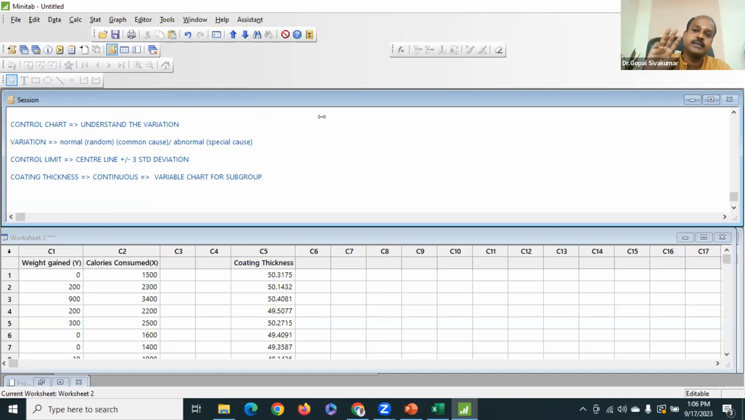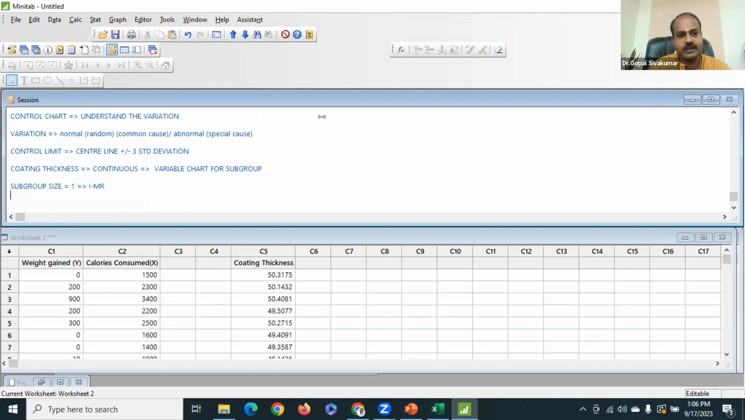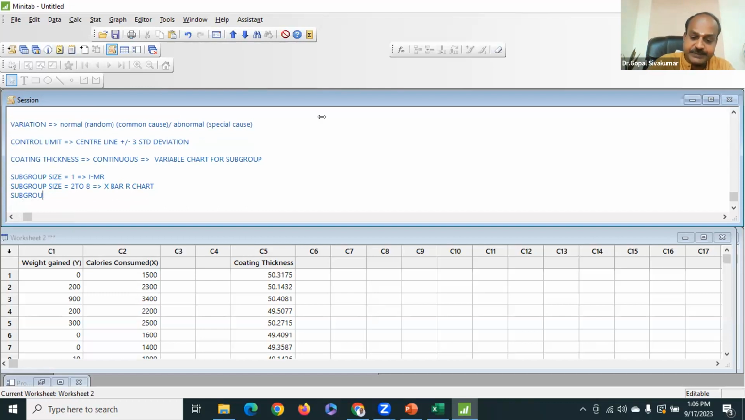Now within variable chart, there are 3 charts depending on the subgroup size. If subgroup size is equal to 1, then you need to go for a chart known as IMR chart. When subgroup size is between 2 to 8, you need to go for a chart known as X bar R chart. If subgroup size is more than 8, then you need to go for a chart known as X bar S chart. All of you are with me so far?